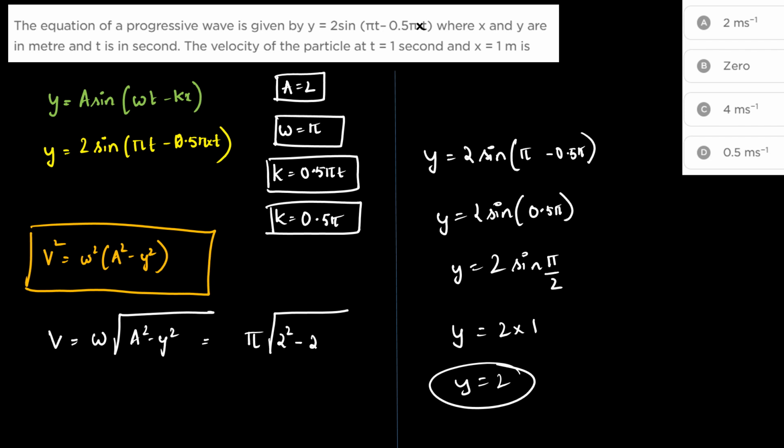So y squared is 2 squared again. Pi multiplied by the square root of 2 squared minus 2 squared is what? It is 0. So 0 is the right answer over here.